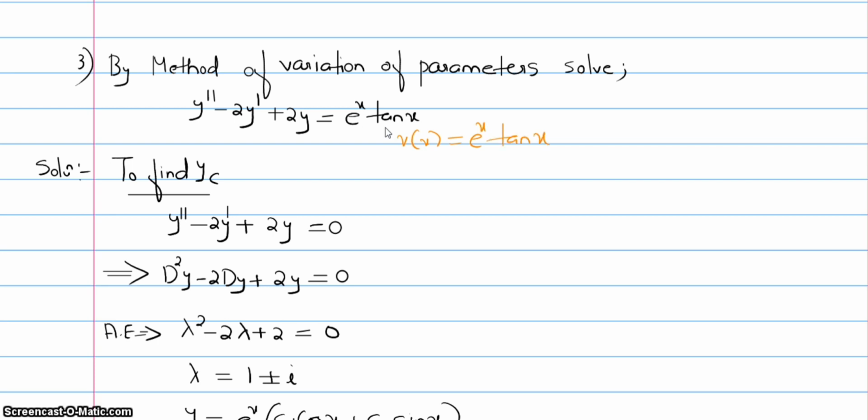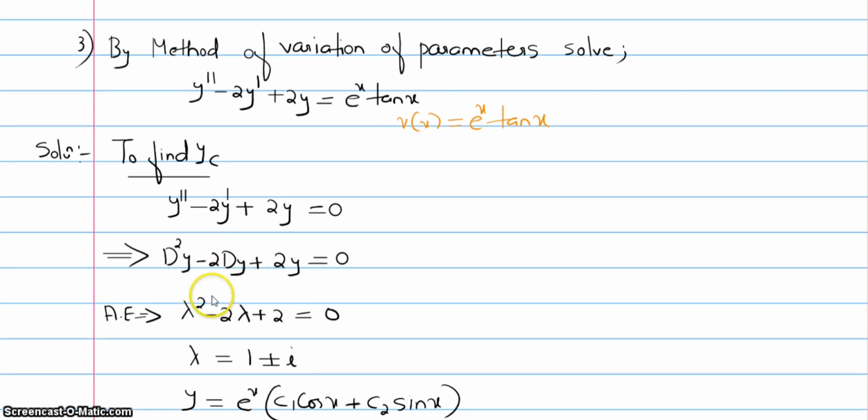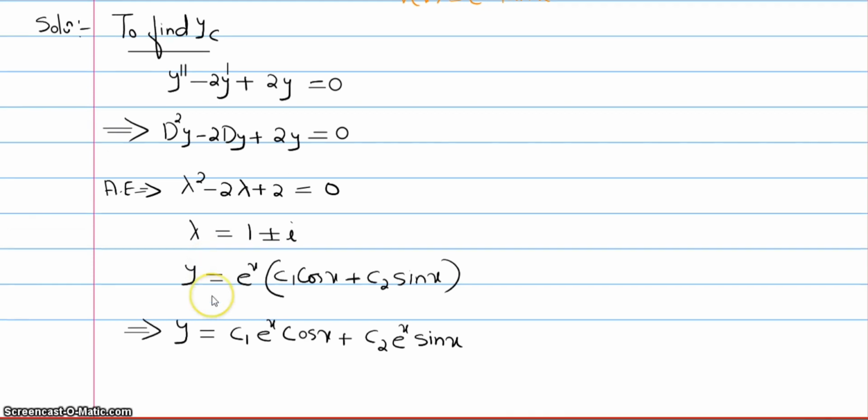Next we need to find the complementary function. So we consider the homogeneous part of this differential equation, y'' - 2y' + 2y = 0. Now replace y'' by D²y and y' by Dy, take y as common outside and replace the capital D by lambda. The procedure is the same as above. So the auxiliary equation will be lambda² - 2 lambda + 2 = 0. Hence the roots are 1 ± i. Here they are complex roots, so the value of alpha is 1 and beta is 1.